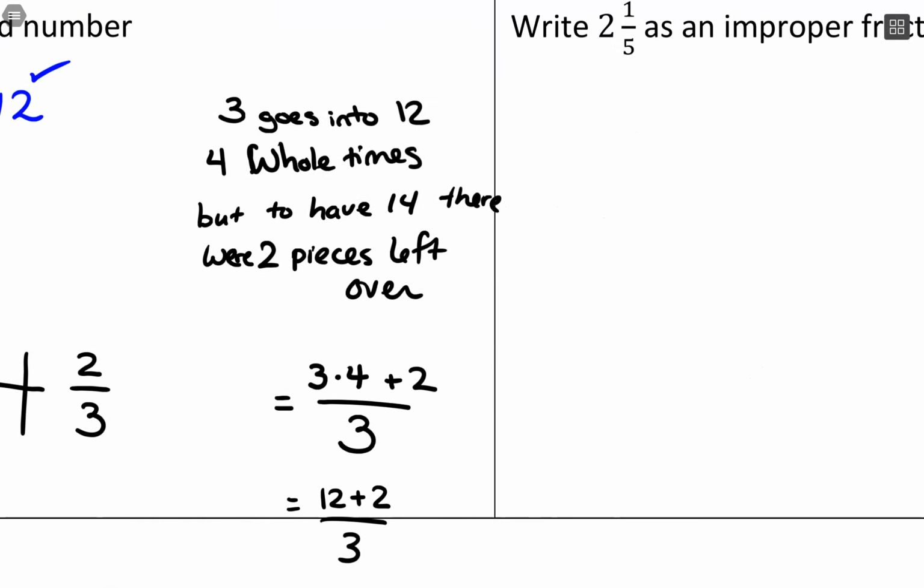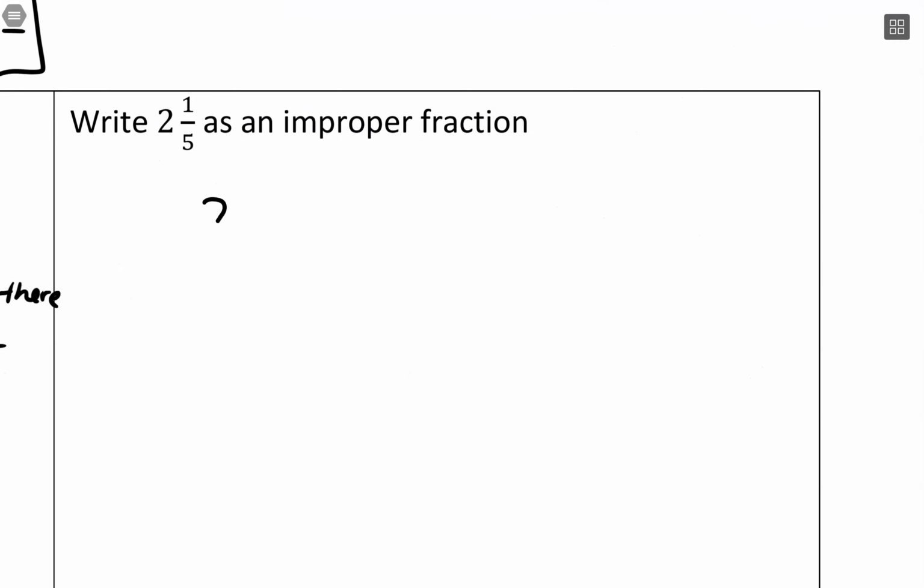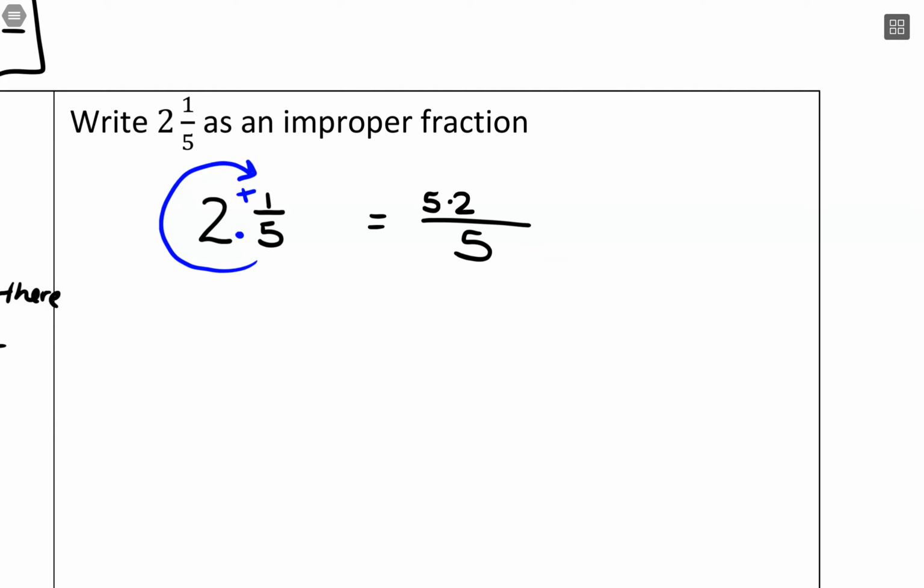So let's try that out. Over here, if we have 2 and 1/5, we're going to have a denominator of 5. Then we're going to multiply and add, going in this direction. So 5 times 2 plus 1, which is 10 plus 1 over 5, which is 11/5. And that would be our improper fraction.